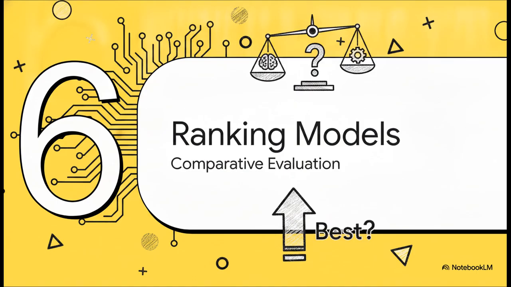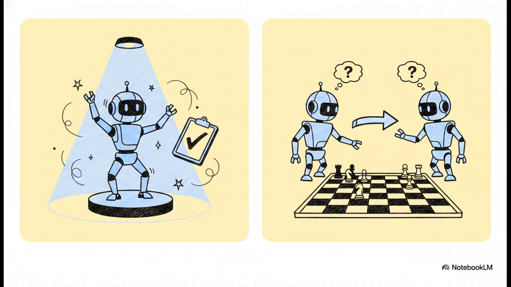Section 6. Ranking and comparative evaluation. So, with all these different ways to score, engineers are ultimately just trying to answer one practical question. Out of all these different models, which one is actually the best fit for my application? Chip Huyen lays out a really great way to think about how we rank these models. Basically, you've got two main choices. The first is point-wise evaluation.